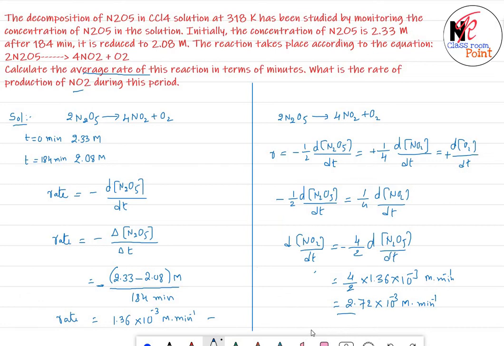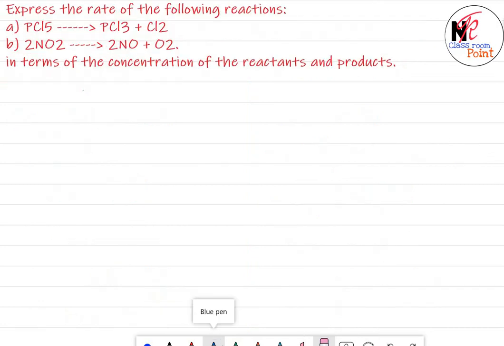Now let us go for another question. The next question is: express the rate of the following reactions. Two sub questions are given. PCl5 decomposes to give PCl3 plus Cl2. The second one is 2NO2 gives 2NO plus O2, in terms of concentration of reactants and products. They are asking both. Let us try to write down the solution for this question.